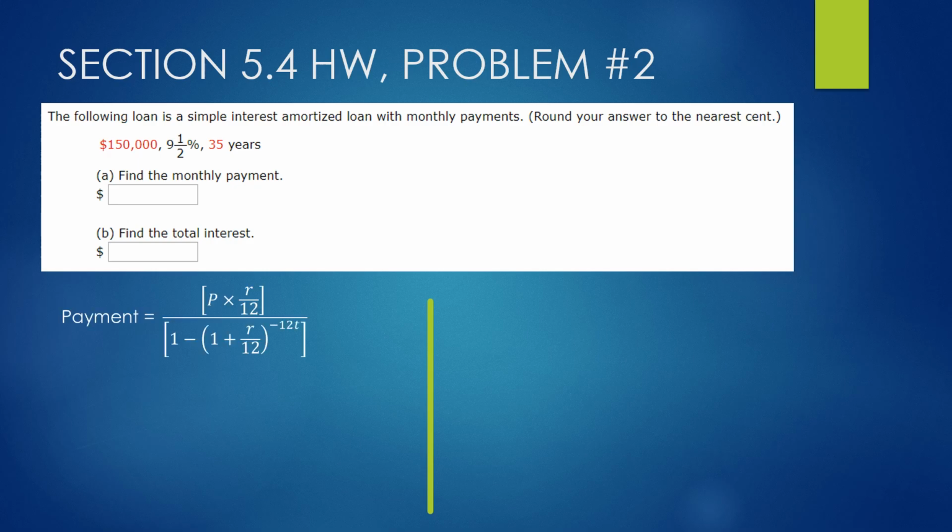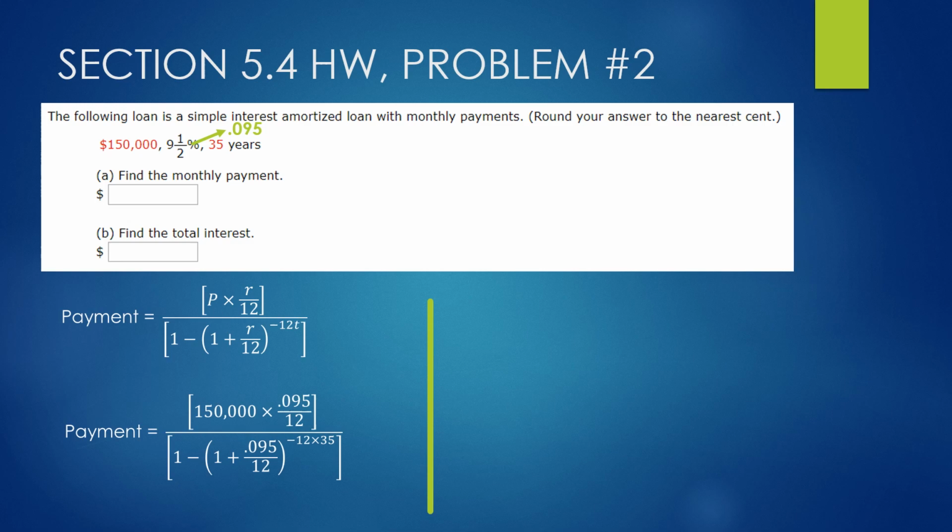All right, so there's our formula for payment. We need to know the principal, we need to know the interest rate, and we need to know the term or the time of the loan. Principal is $150,000. Interest rate, we need to do a little bit of work on that. So 9.5%, that's 0.095 in decimal form. Then T is going to be 35. So I'm plugging in my numbers.